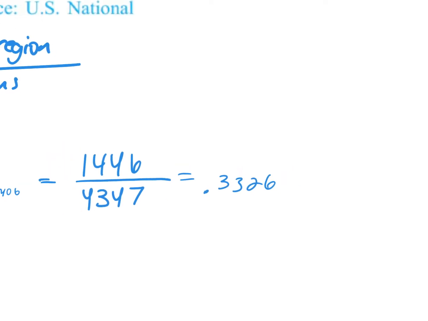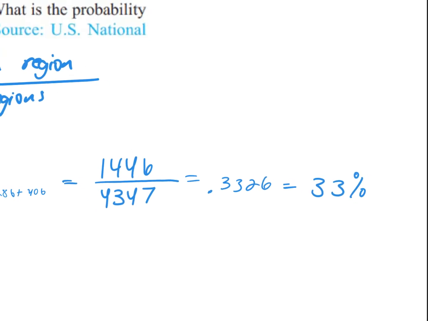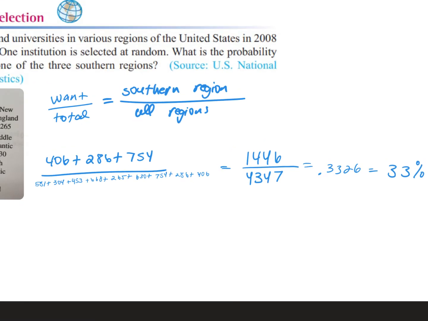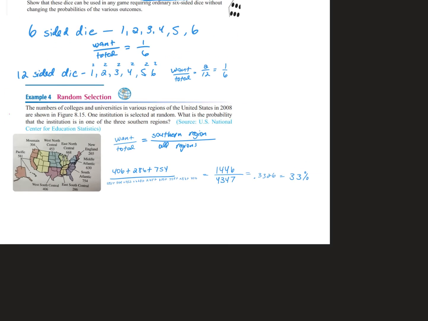0.3326. All right, well, how would I make that into a percentage? 33.46. So about 33%. About a third. So for percentages, you just round it. Whatever you have to do, the question will specify whether to round or what to do. The question will specify. All right, we okay?